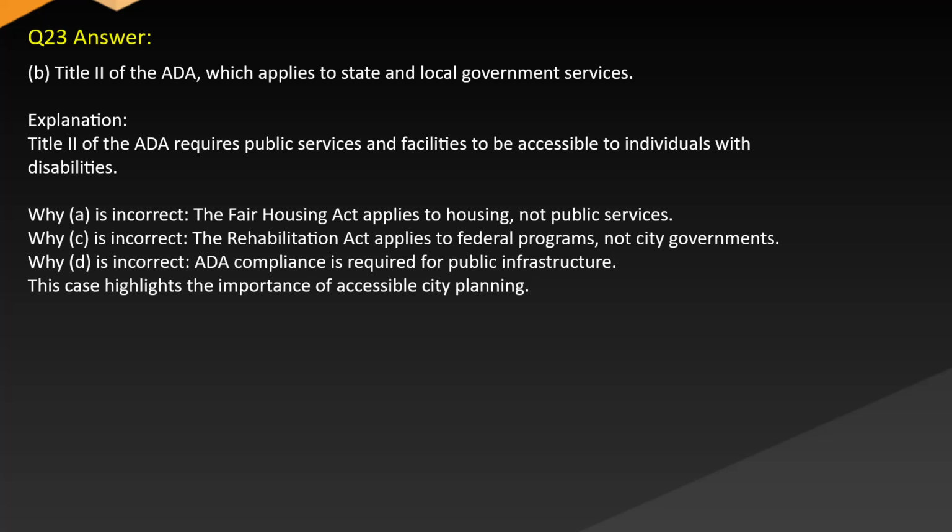Answer: B. Title II of the ADA, which applies to state and local government services. Explanation: Title II of the ADA requires public services and facilities to be accessible to individuals with disabilities. Why A is incorrect. The Fair Housing Act applies to housing, not public services. Why C is incorrect. The Rehabilitation Act applies to federal programs, not city governments. Why D is incorrect. ADA compliance is required for public infrastructure. This case highlights the importance of accessible city planning.